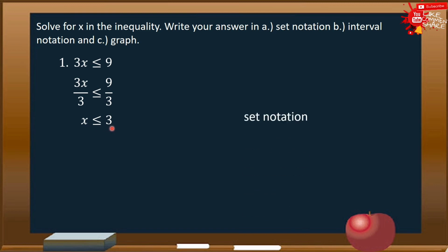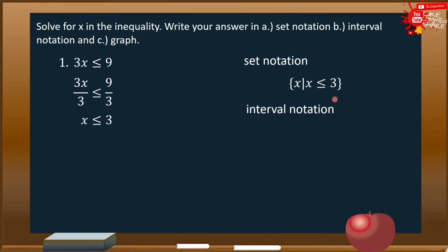Now let us write our answer in set notation. So since we discussed set in our first quarter, okay, and set use the braces to indicate that it is a set. Then we just have x such that, then we copy the solution, x is less than or equal to 3. So we use the braces. So this is now the set notation.